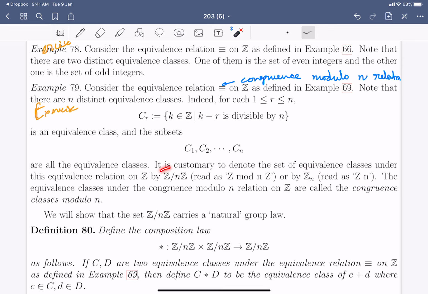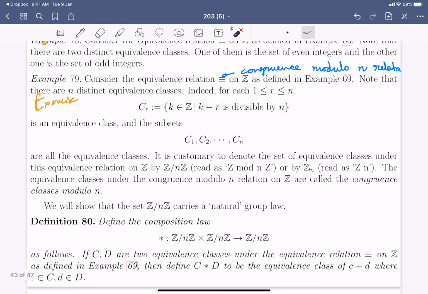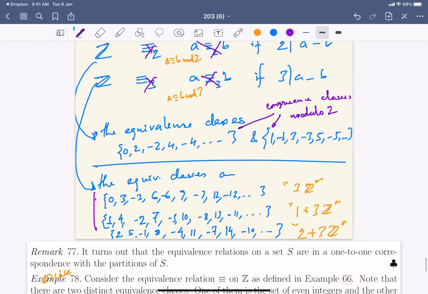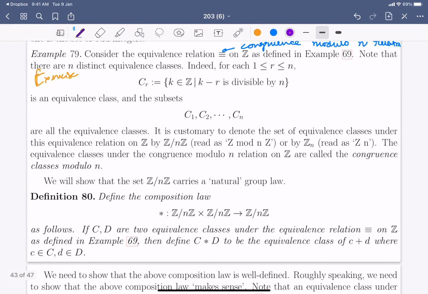I prefer this notation, but sometimes I may end up using the other notation too, in case I have to write this over and over again. The set of all equivalence classes under this relation is called the congruence classes modulo n. So what we have seen here are the congruence classes modulo 2, and these are the congruence classes modulo 3. Okay, great.